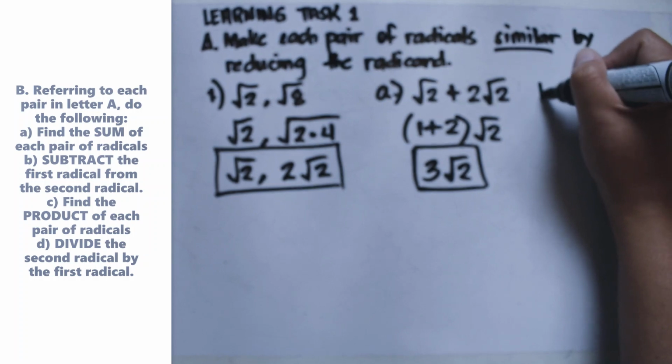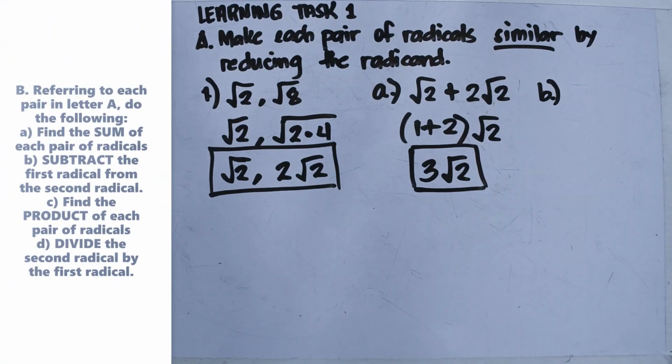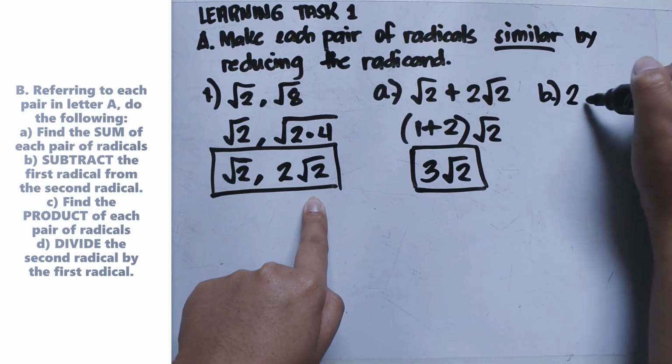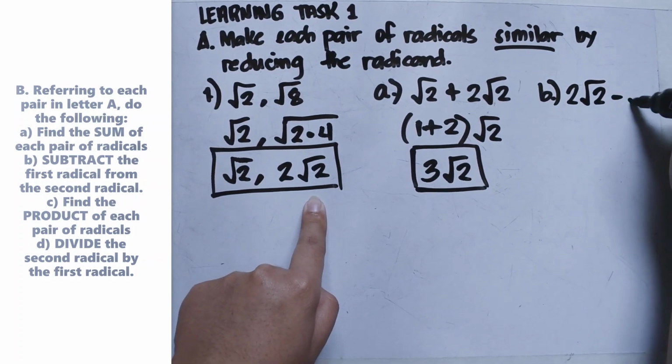So, we're now at letter B. It says, subtract the first radical from the second radical. So, we subtract this from this. So, we have 2 square root of 2 minus square root of 2.